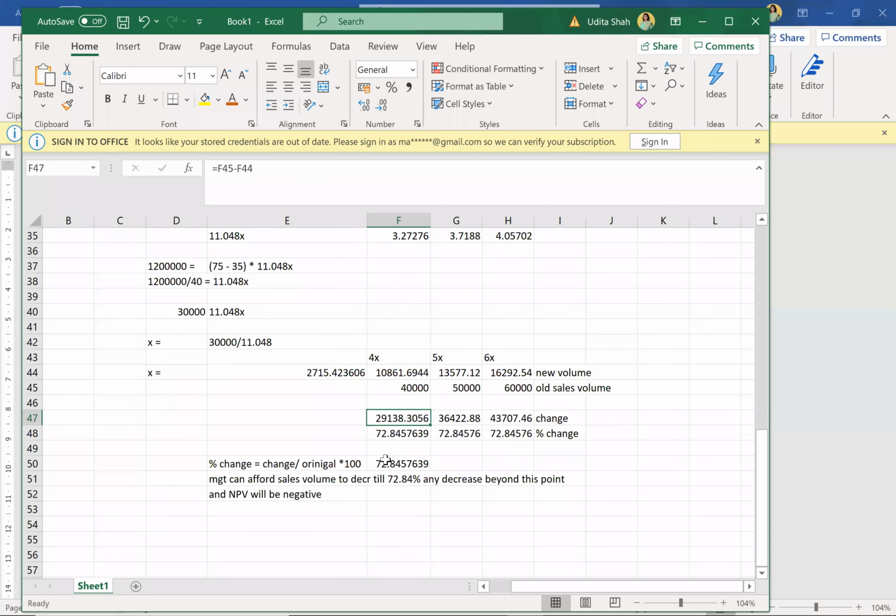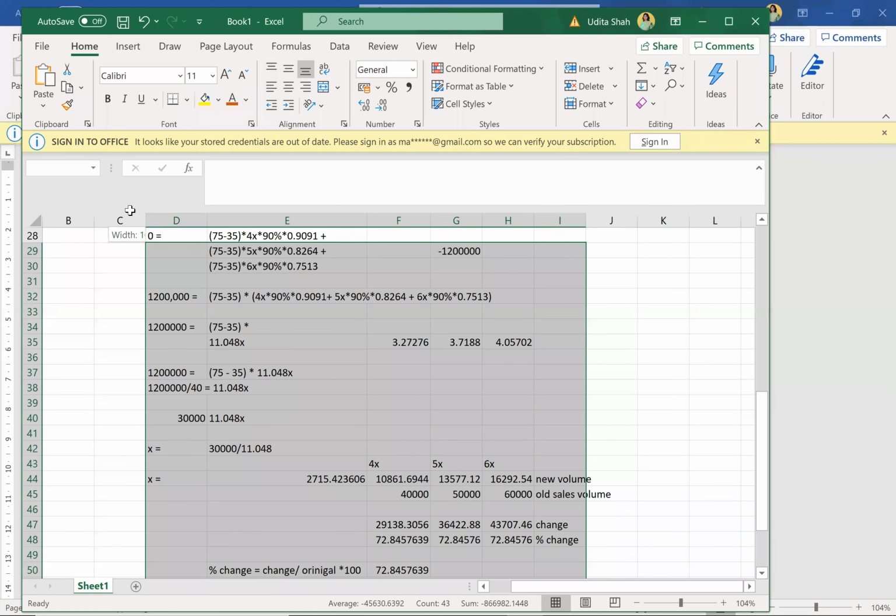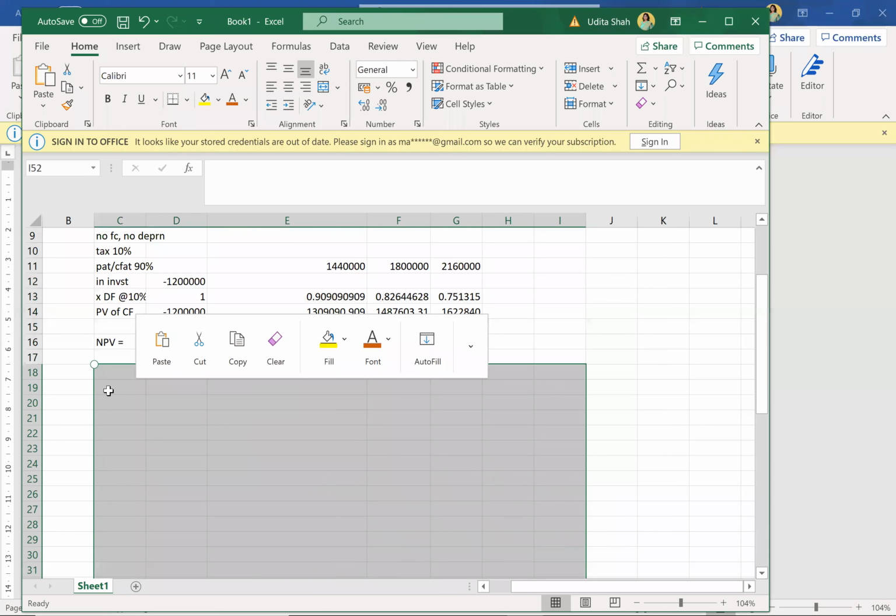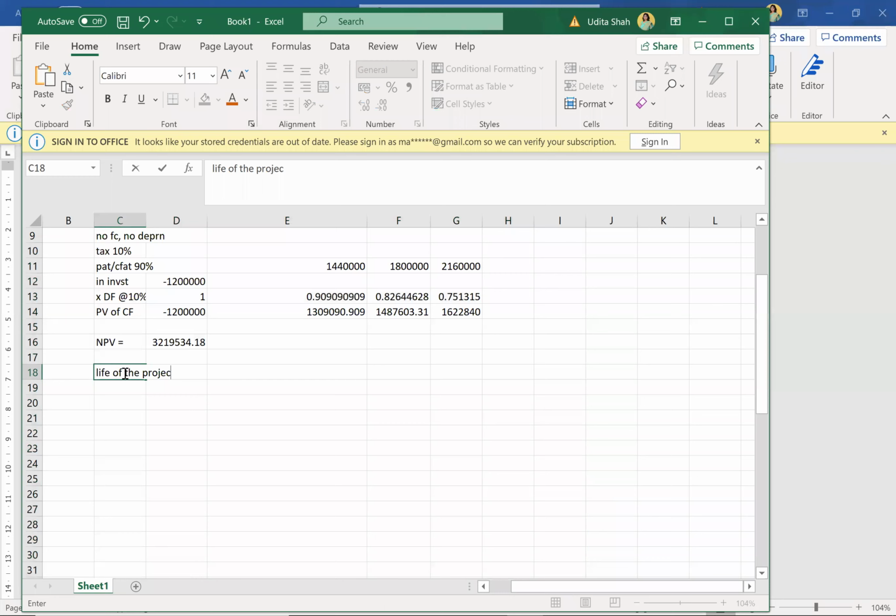So now we have done with 3 elements, right? We have done with selling price, cost per unit, and what was the last thing? Sales volume. Okay, next, what is the next thing we want to do? Next thing we want is our life of the project.